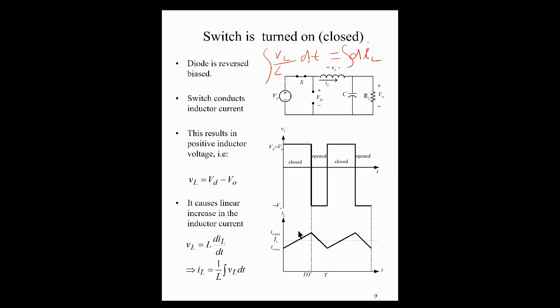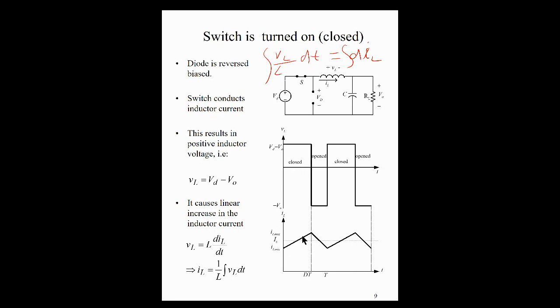So again, what we have seen is that we have some voltage across the inductor that is given by Vd minus Vout, as seen on the graph. At the same time, using the expression here, we see that the current flowing through the inductor would just be increasing. That's what we are showing in this region when the switch is closed.